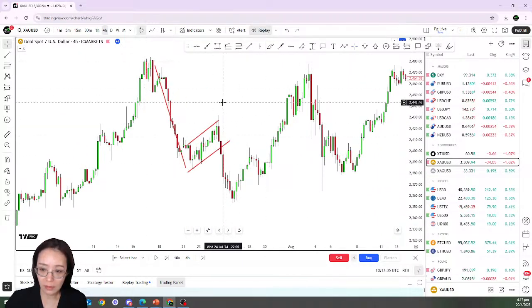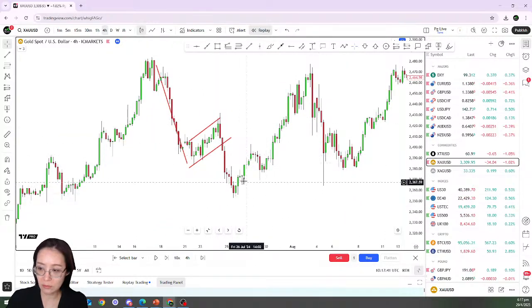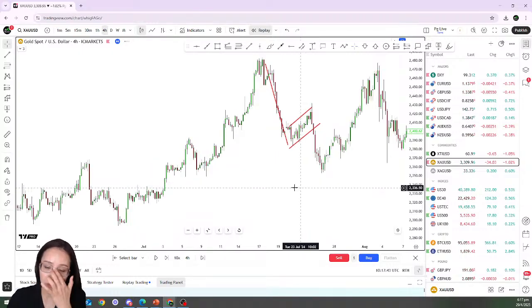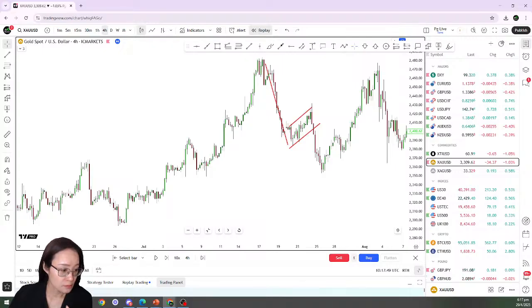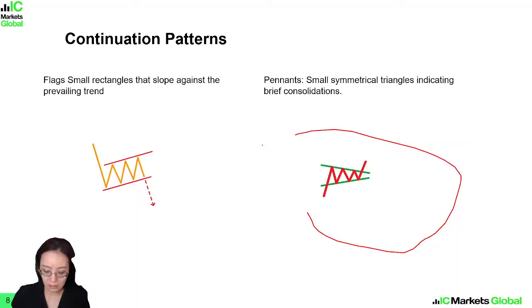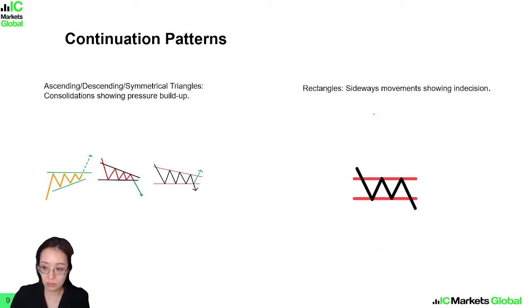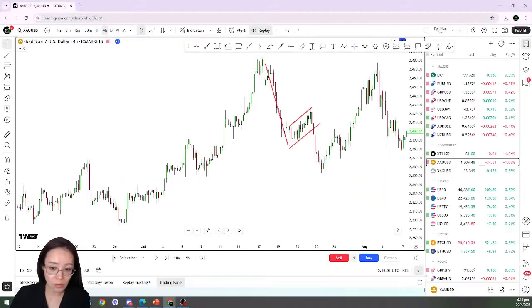So, and then continue, right? This is just a pullback, and then break below, continue. This is the one. And I also see, okay, this is a continuation, which is a rectangle. Rectangle, we have a sideways, and then go.